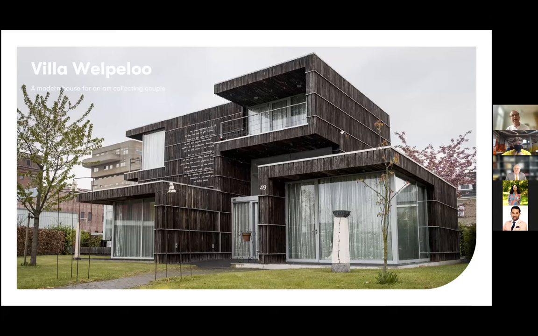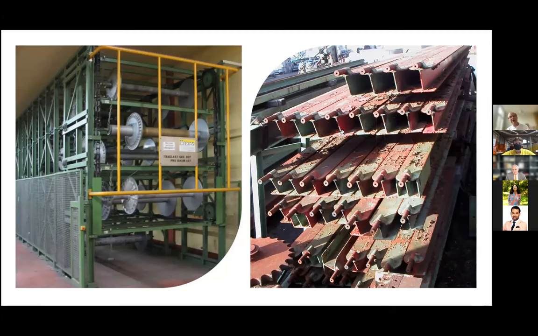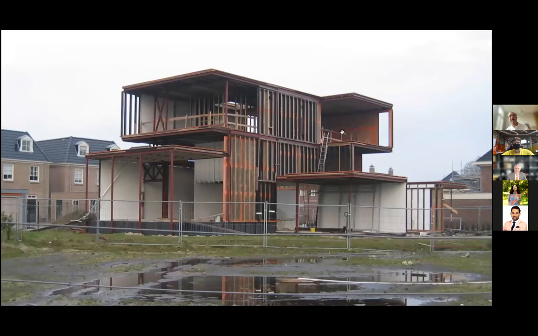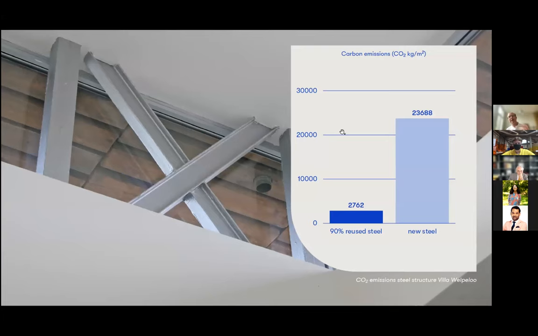So a luxurious villa made out of waste. This was in 2009 when we were completing it. And because it was a textile industry environment, we also found a textile machine that supplied the steel structure. 90% of all the steel structure has been built out of these components of a textile production machine. And this also led to a reduction of CO2 emissions of 90%.